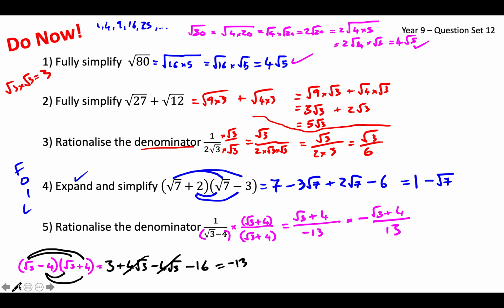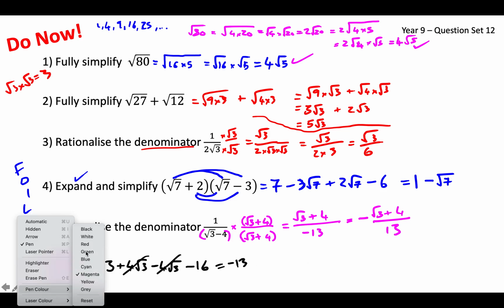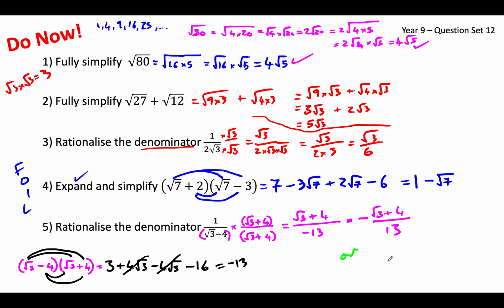Okay, I'll just give you an alternative answer to that because you might have written it a different way. Or you might have done root 13 and made these negative. You might have done minus root 3 minus 4. Like that. Okay, that would be just as good. Don't forget to mark correct.